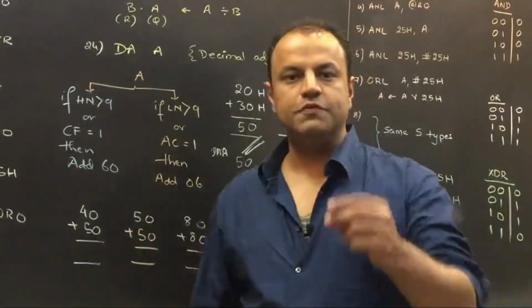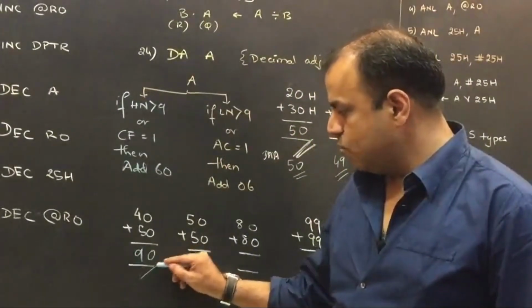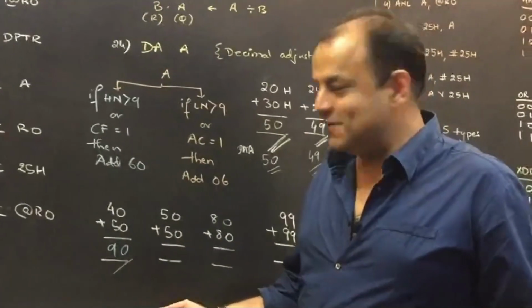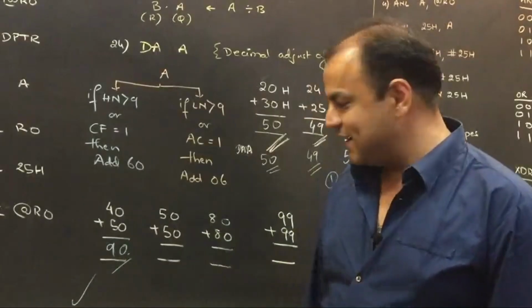Come on. 40 plus 50. What do you want the answer to be? 90. What will you get? 0, 9. Whoa, it's already correct. No adjustment required because nothing is greater than 9 and there were no carries produced. So DA will still give you back 90.